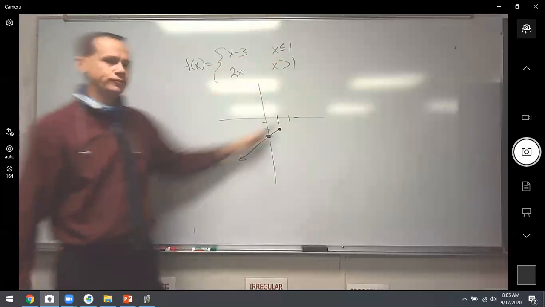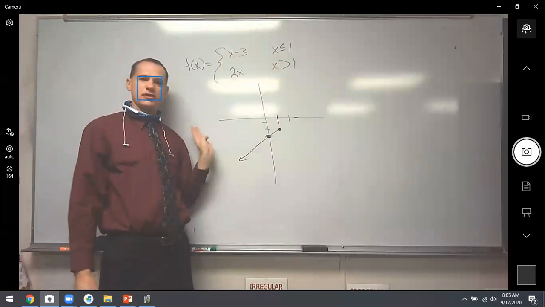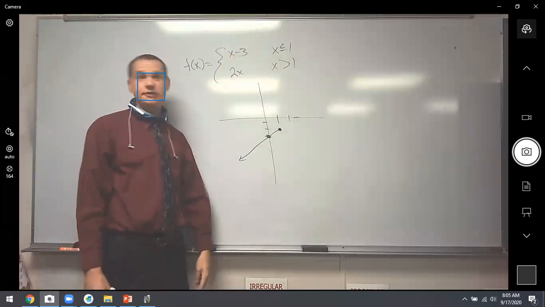I'm just drawing this thing like normal, and I'm erasing where it doesn't exist. It only exists for x less than or equal to 1. So I'm going to include that and erase the rest. And same with the next piece.